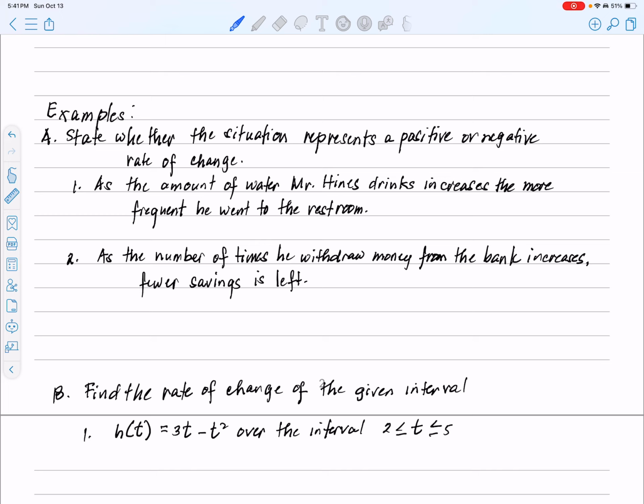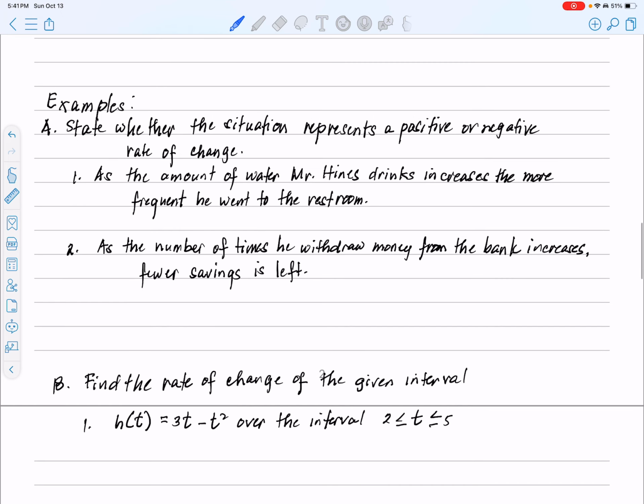State whether the situation represents the positive or negative rate of change. Actually, a very simple way of looking at whether it's positive or negative: when both are increasing, you would say it is positive. And if one decreases and the other one increases, then it's negative.